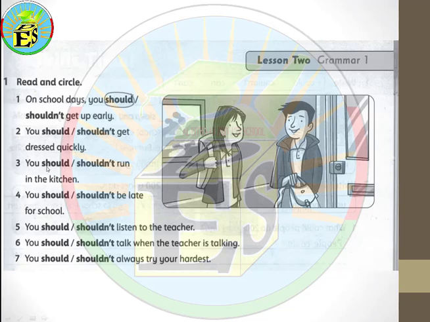The third one, you should or shouldn't run in the kitchen. Think of the answers while I'm reading for you. Number 4, you should or shouldn't be late for school. Number 5, you should or shouldn't listen to the teacher. Number 6, you should or shouldn't talk when the teacher is talking. The last one, you should or shouldn't always try your hardest.